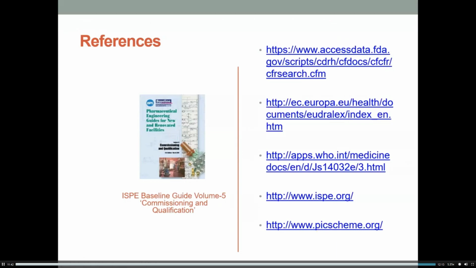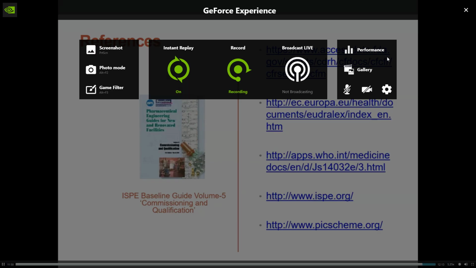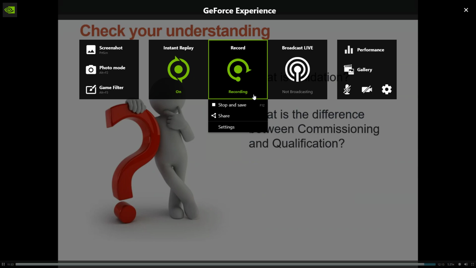This reference will be in your appendix section for the lesson, and it's the ISPE Baseline Guide Volume 5 for Commissioning and Qualification. And you can see some other useful information and other references here. So over to you to check your understanding. What is validation? And what is the difference between commissioning and qualification?